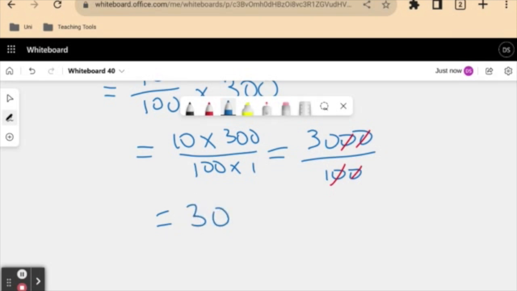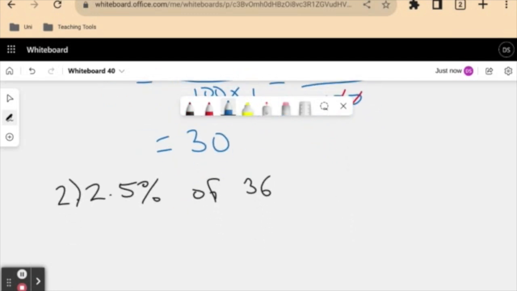Now let's do one more example. Let's find 2.5%. So that's example 2. 2.5% of 36. Okay, well, let's write this percentage as a fraction because we saw that that was useful to us to compute these things. So we have 2.5 over 100 multiplied by 36.